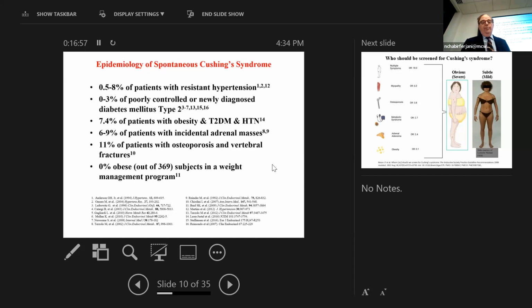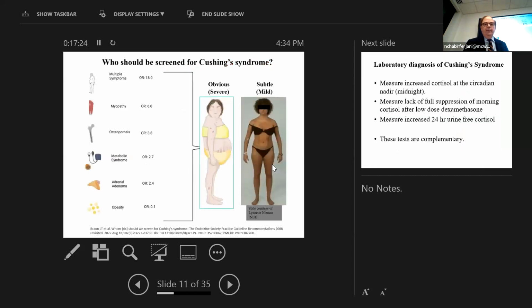And about 11% of patients with osteoporosis and vertebral compression fractures. If you look at all patients with osteoporosis, it's about 3%. But interestingly, obesity is not enough. You have to have more than just obesity. Obesity alone, in this one study of 369 patients, none of them had Cushing's syndrome. So you have to be more than just obese. You have to have some metabolic dysfunction to warrant screening.